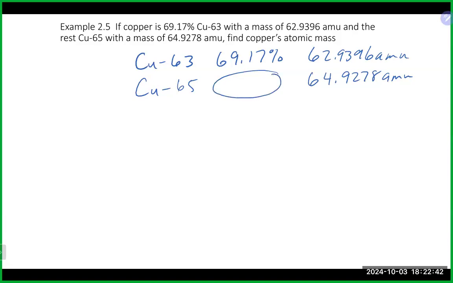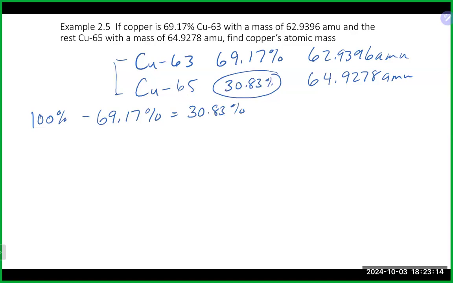Under the assumption that these are our two naturally occurring isotopes, they should add up to 100%, if we had everything. So if we take 100% minus 69.17%, which is the percentage of the first isotope, we will get the percentage of our second isotope, which in this case is 30.83%. Obviously, that would be our missing percentage. So sometimes you may need to do that. You want to assume 100 and subtract off.